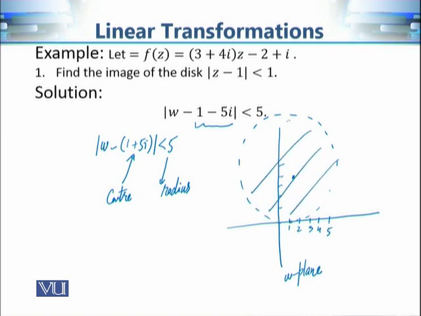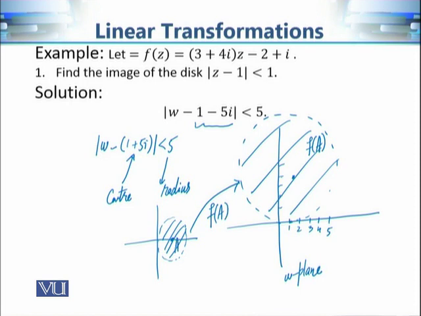So this is the image f of A. And of course, we know what A is. A is basically an open disk with center 1 and radius 1. So this is the image under this linear transformation of the set A. Okay, so in this example, we use the inverse of this linear transformation.